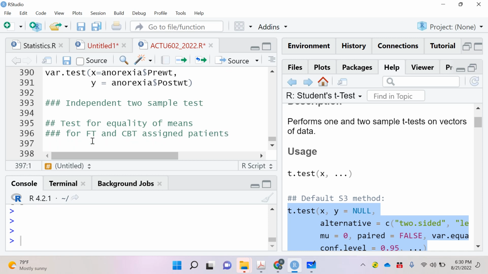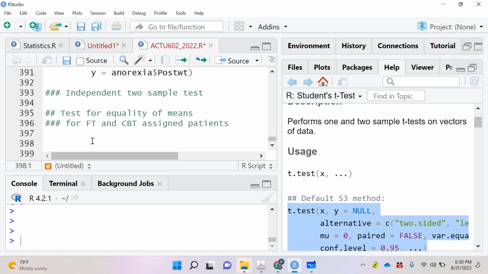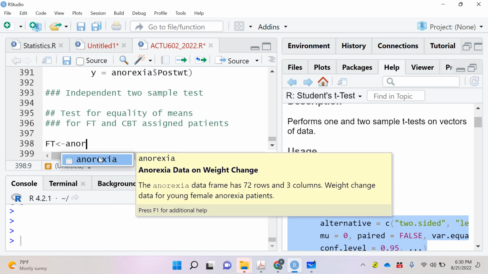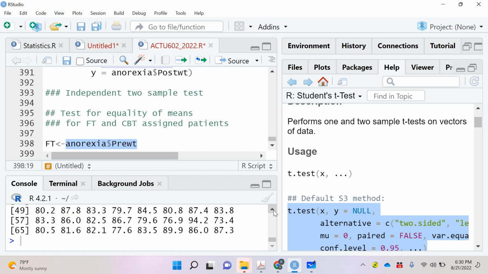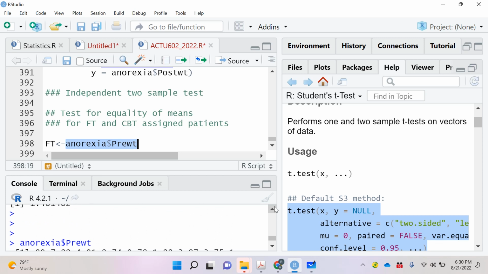Something like that. Okay. So here, if we want the CBT group, then it means you have to do a bit of programming to do that. Okay. So maybe I want to say FT. So FT, I'll call anorexia. Okay. Then I want pre-weight. Okay, but see, if I do this, I just get the values for all of them. But what I want is those who were assigned to what?